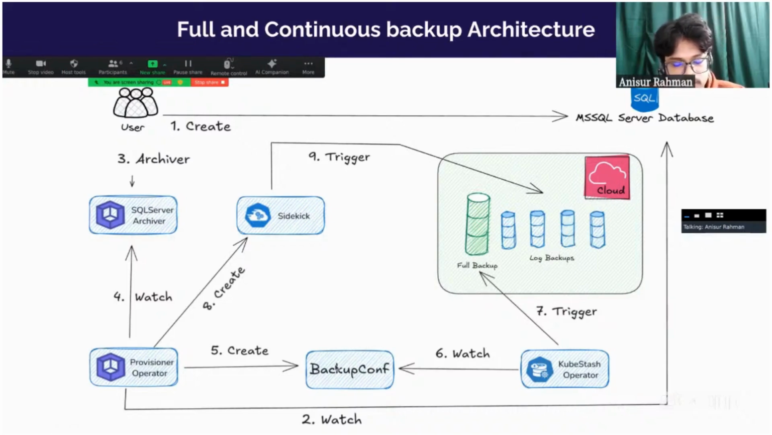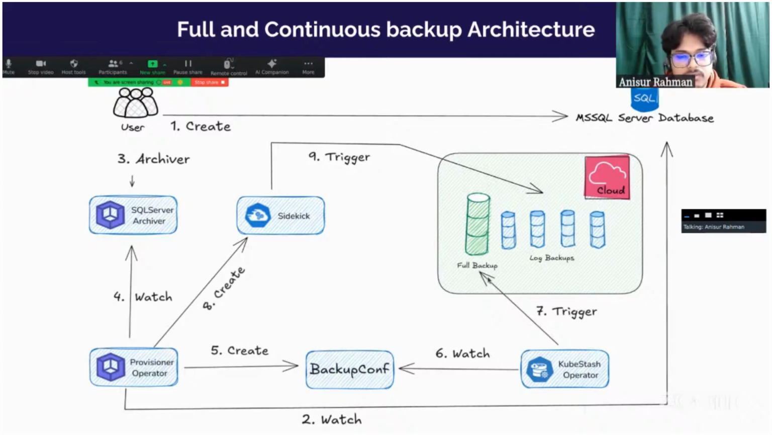Therefore, the Kubestash operator watches this backup configuration. The backup configuration holds the necessary backup information, as I mentioned earlier. For example, the full backup schedule, the retention policies, a restore limit, and many more. This full backup will trigger a cron job with a user specified schedule time. So this backup configuration is responsible for full backup.